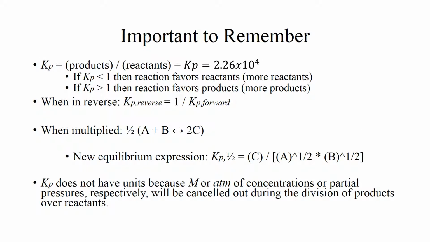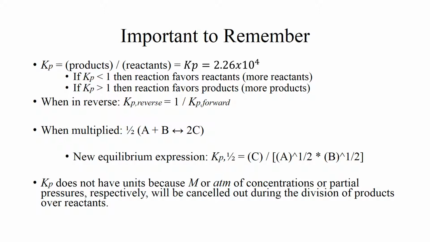In order to solve this problem, it is important to remember the following: that Kp equals products over reactants. In this case, if Kp is less than 1, then the reaction favors the reactants. If Kp is greater than 1, then the reaction favors the products. Also, when in reverse, you would take the inverse of Kp forward. This would give you Kp reverse equals 1 over Kp forward.